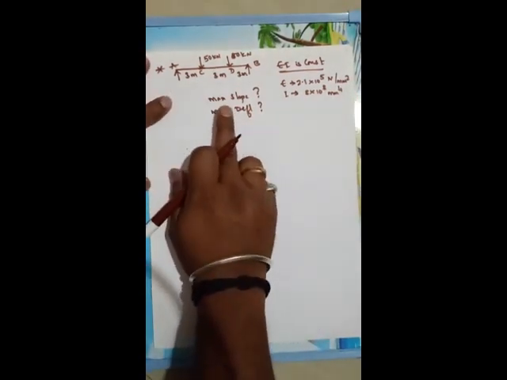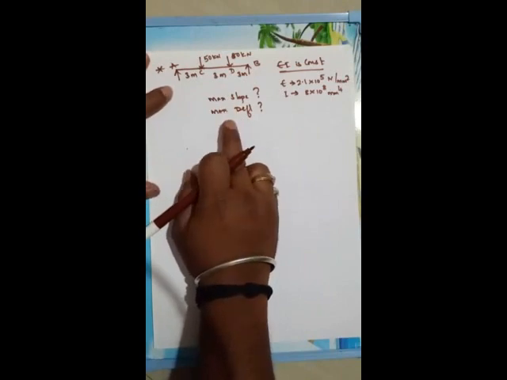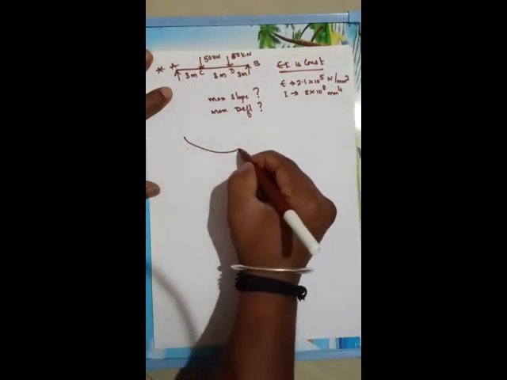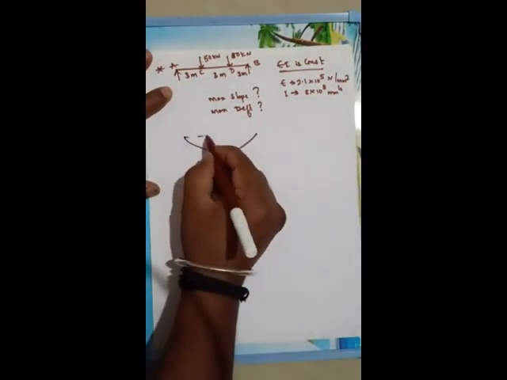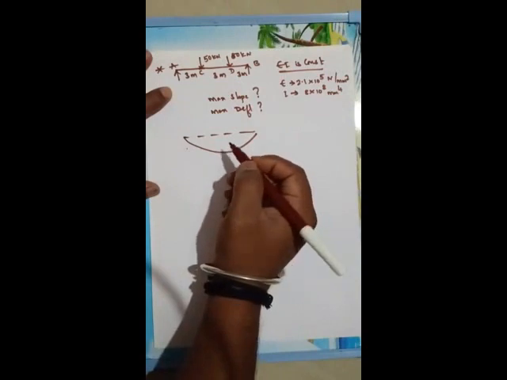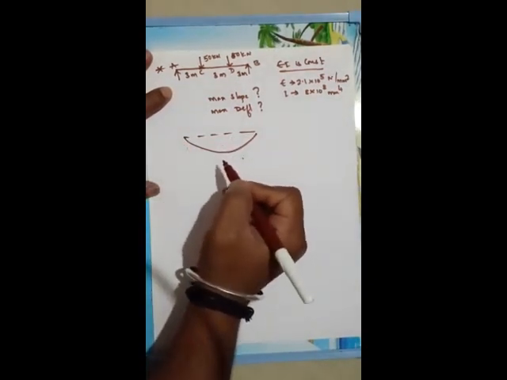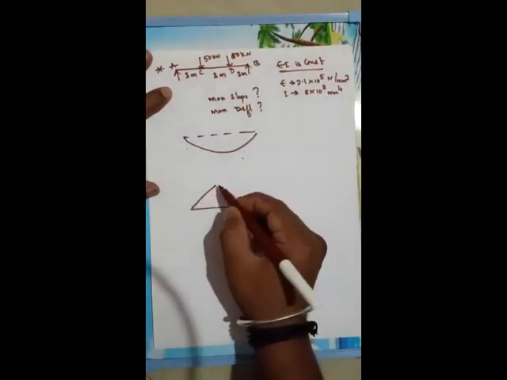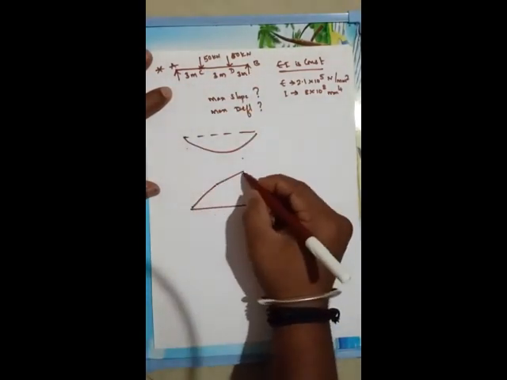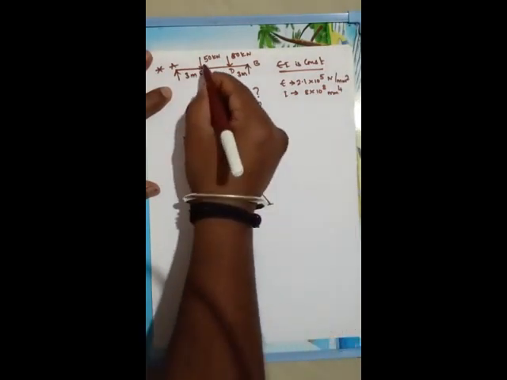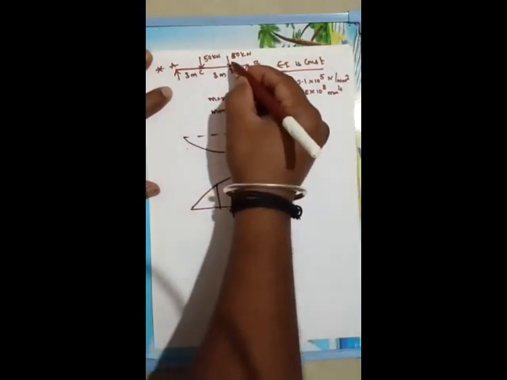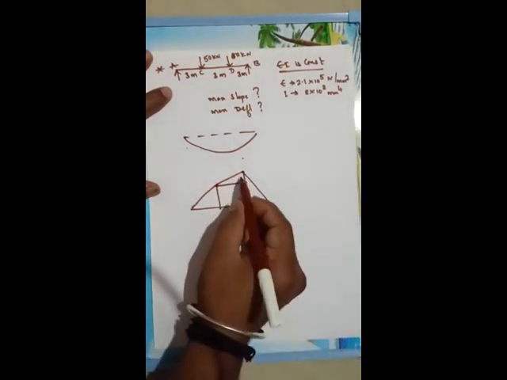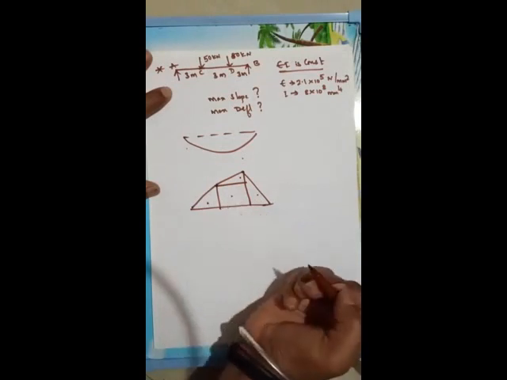How will you go ahead with this problem, maximum slope and maximum deflection? First you will draw the elastic curve. It might be something like this. Then you will draw the bending moment diagram. First calculate the reactions. You might get the bending moment diagram something like this. At one point load one moment and at another point load another moment, split into triangles. This triangle and one rectangle.